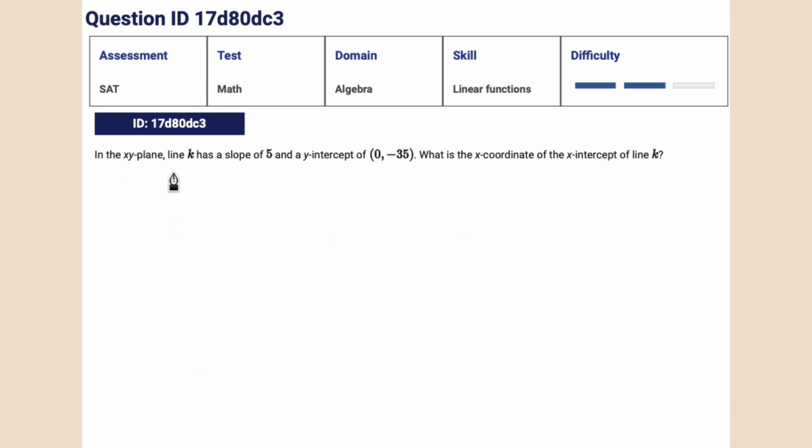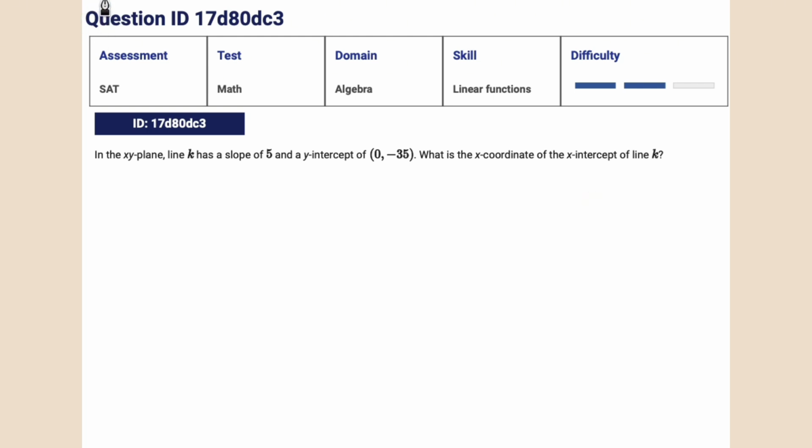In the xy plane, line K has a slope of 5 and a y-intercept of (0, -35). What is the x-coordinate of the x-intercept of line K? So I'll give you a minute to pause the video and start solving this question now.